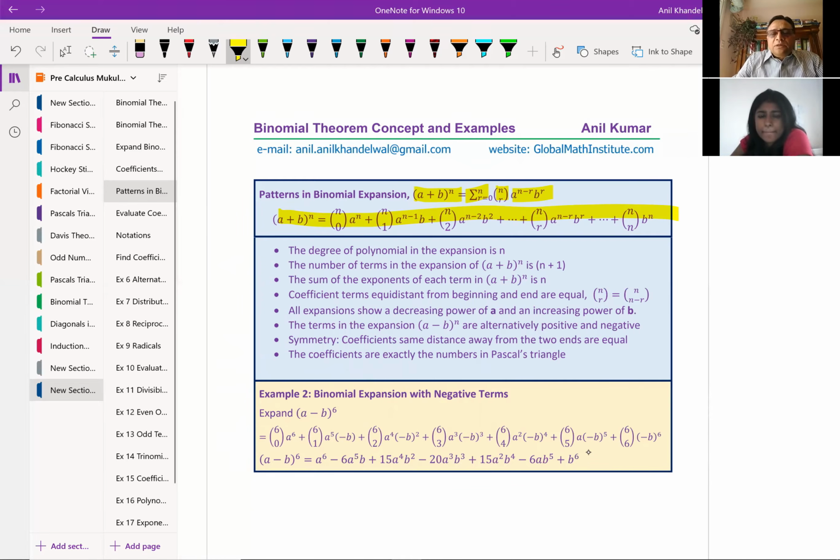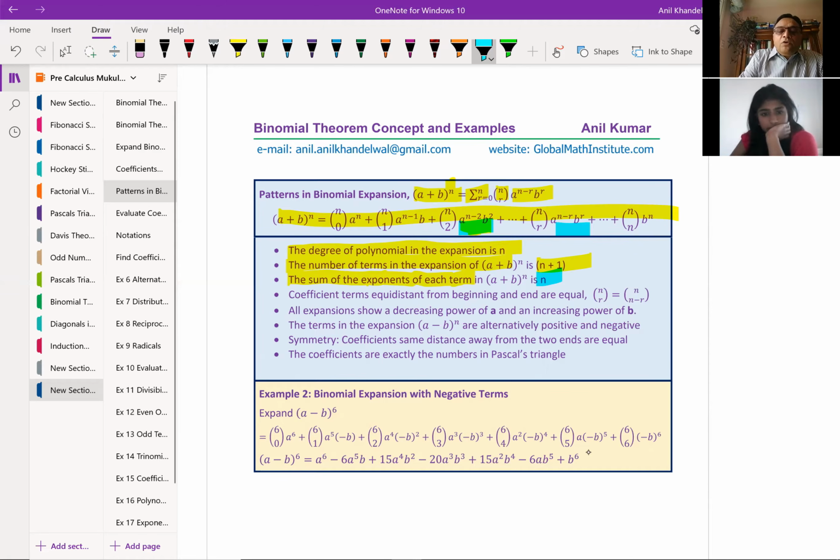Now let's observe some things from the binomial expansion itself. First and foremost, this n is the degree, right? So the degree of the polynomial in the expansion remains as n only. The number of terms in the expansion are how many? If n is the degree, the number of terms are n plus 1. The sum of the exponents of each term, like these are the terms, right? The sum of the exponents of these terms is always n, right?